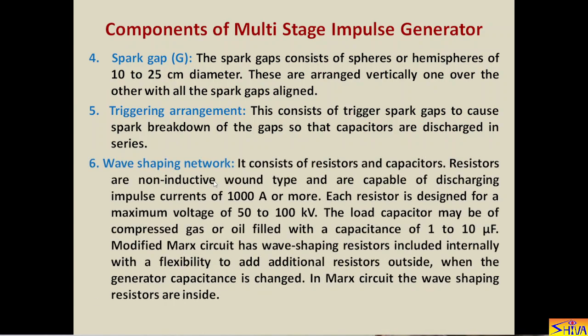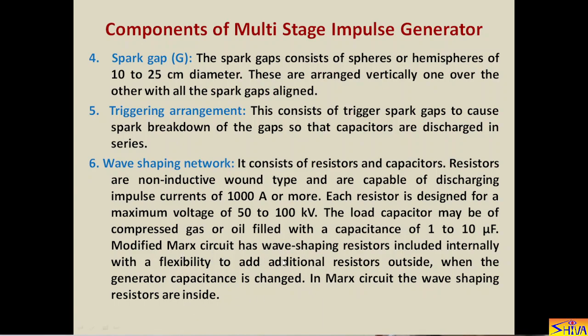Next is the wave shaping network. It consists of resistors, that is R1, R2, and capacitors, that is C1 and C2. Resistors are non-inductive wound type and are capable of discharging impulse current of 1000 ampere or more. Each resistor is designed for a maximum voltage of 50 to 100 kV. The load capacitor may be of compressed gas or oil filled with a capacitance of 1 to 10 microfarad.